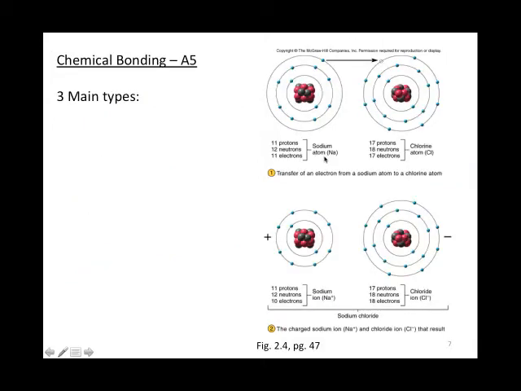All right, let's talk about chemical bonding. There are three main types of chemical bonding I want to address with you. We have ionic bonds, we have covalent bonds, and we have hydrogen bonds. By far, the strongest of those bonds would be covalent bonds, and we'll talk about why those are the strongest. The weakest of all these are hydrogen bonds.